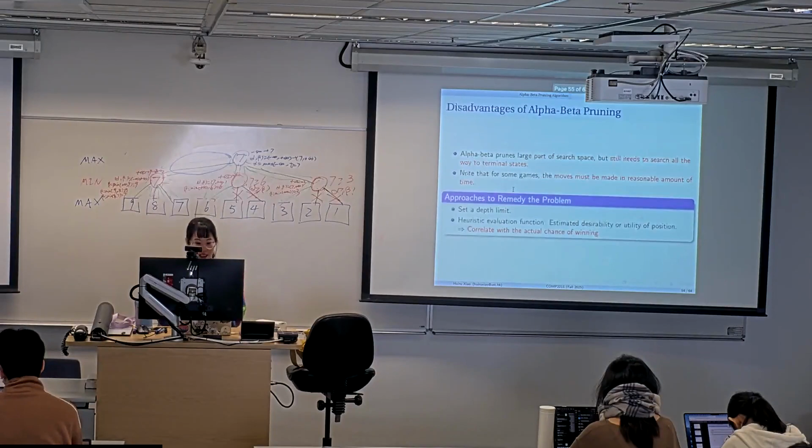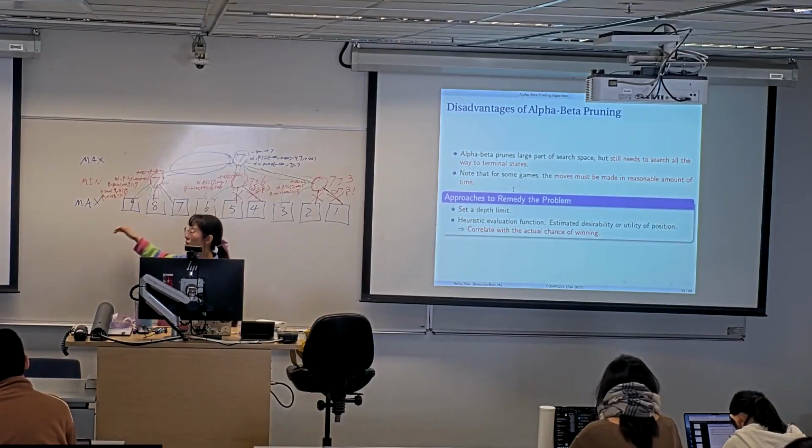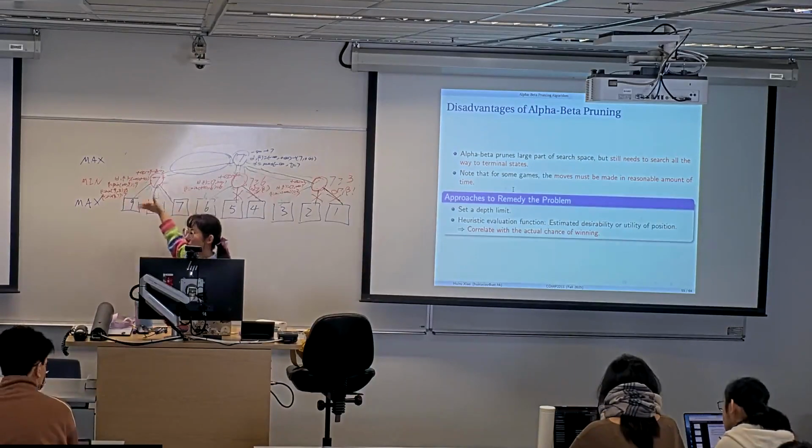But still, there are some disadvantages and limitations of alpha beta pruning. Of course, alpha beta prunes large parts of the search tree, but it still relies on needing to search all the way to terminal states, right? It still follows depth first search. That means it must go to some leaf node to receive a value. Of course, in our example, this tree is quite shallow. We only have like 3 levels.